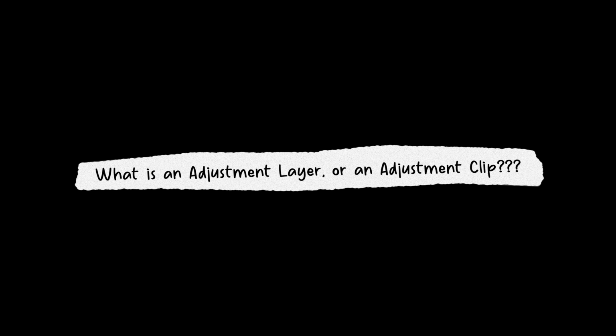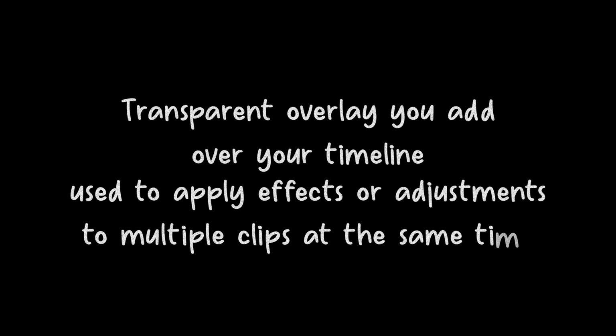First of all, what is an adjustment layer or an adjustment clip? An adjustment clip is a transparent overlay you add over your timeline used to apply effects or adjustments to multiple clips at the same time. Any effects or adjustments applied to the adjustment clip are applied to every clip below it in the timeline.